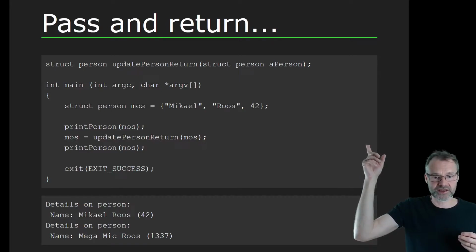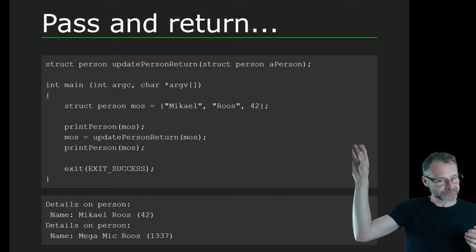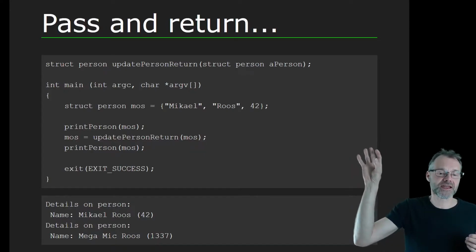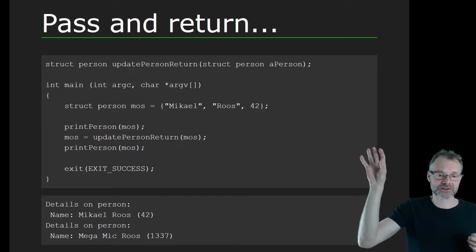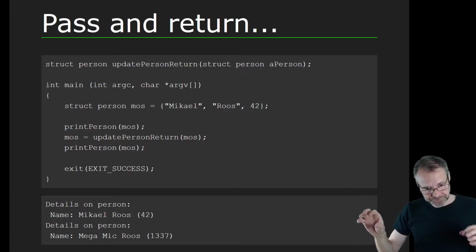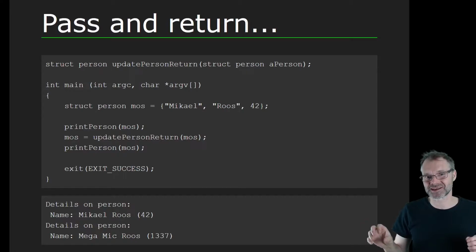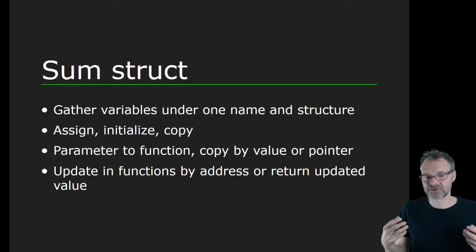So I'm going to use it again here. Update person return. I'm sending in the struct person as a pass by value, but I'm also assigning it to the returned value. And here again I'm getting the details on the original person, and then the updated person. So it's 3 different ways of working with structs in respect of sending them as a parameter to a function. So let's sum this up.